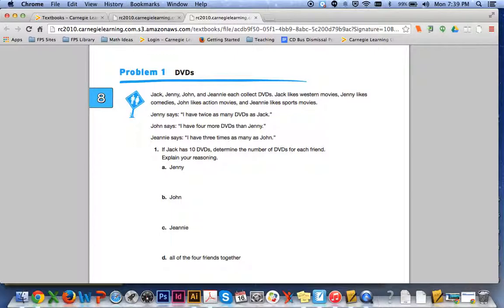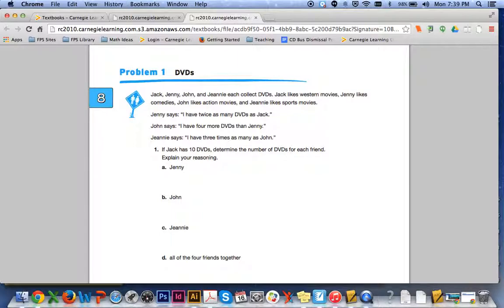So that was a lot of information, so I'm going to reread that again and make sure that you do this on your own as well, as many times as you need to until you understand this information, because it's important. Remember, it's about the problem, not about the process, not about the answer. Jenny says, I have twice as many DVDs as Jack. John says, I have 4 more DVDs than Jenny. Janine says, I have 3 times as many as John.